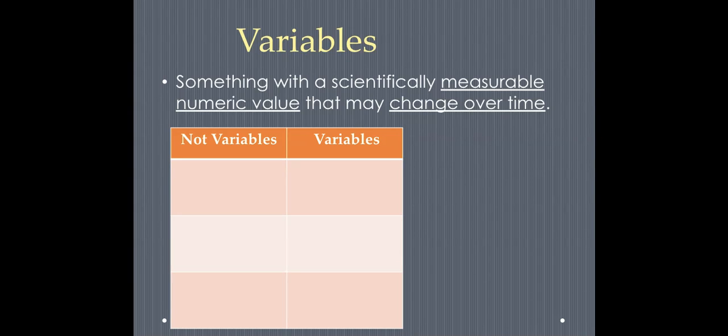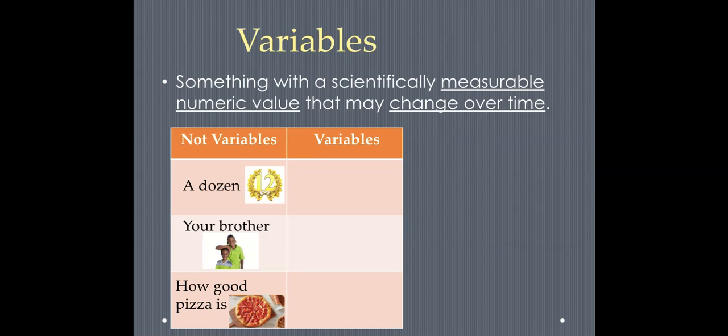So a couple of examples of non-variables, things that are not variables. A dozen, that's a very specific number, and it's just something that you're counting. There's no way to measure it, all you're doing is just counting something. Your brother, how would you measure the value of your brother exactly with a number? There's no way to do that. Another one, how good a pizza is. That's something that's really an opinion. There's no way to scientifically measure that with numbers.